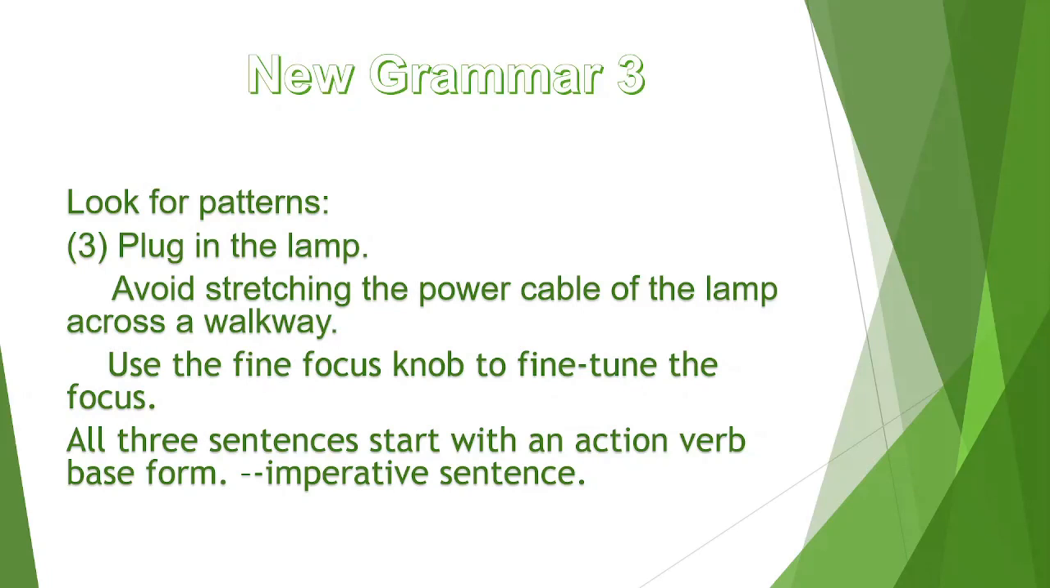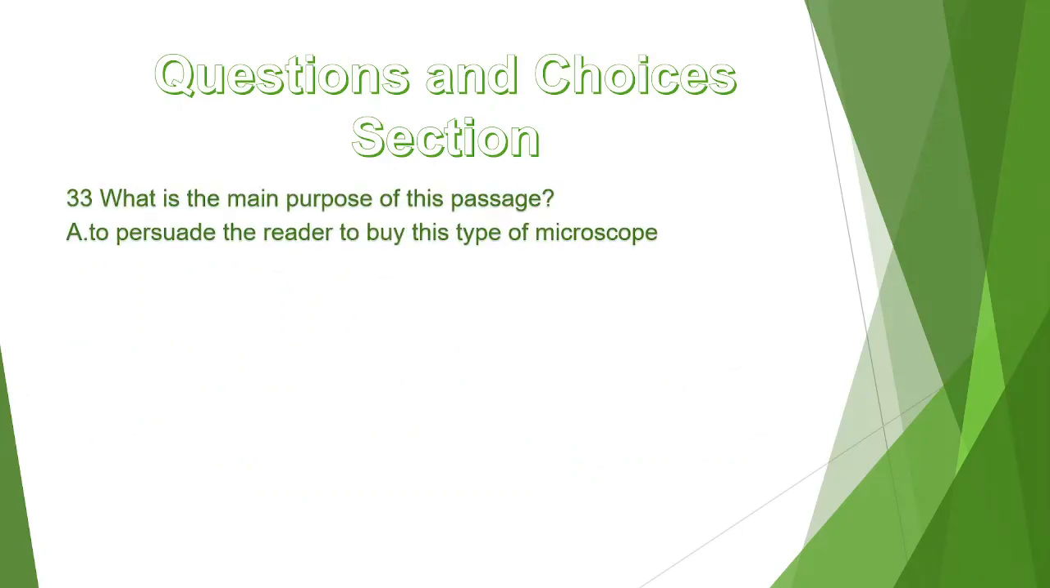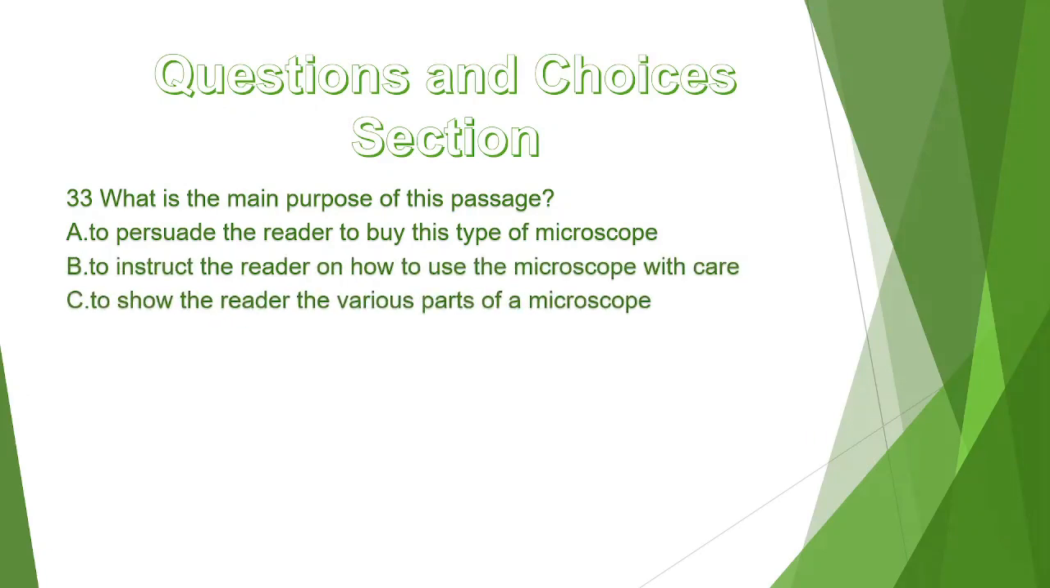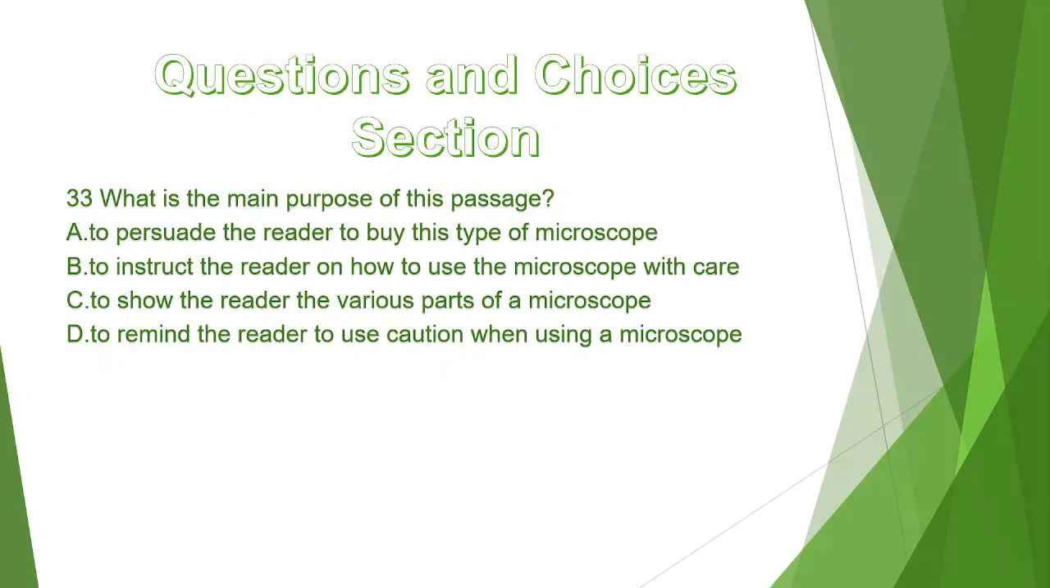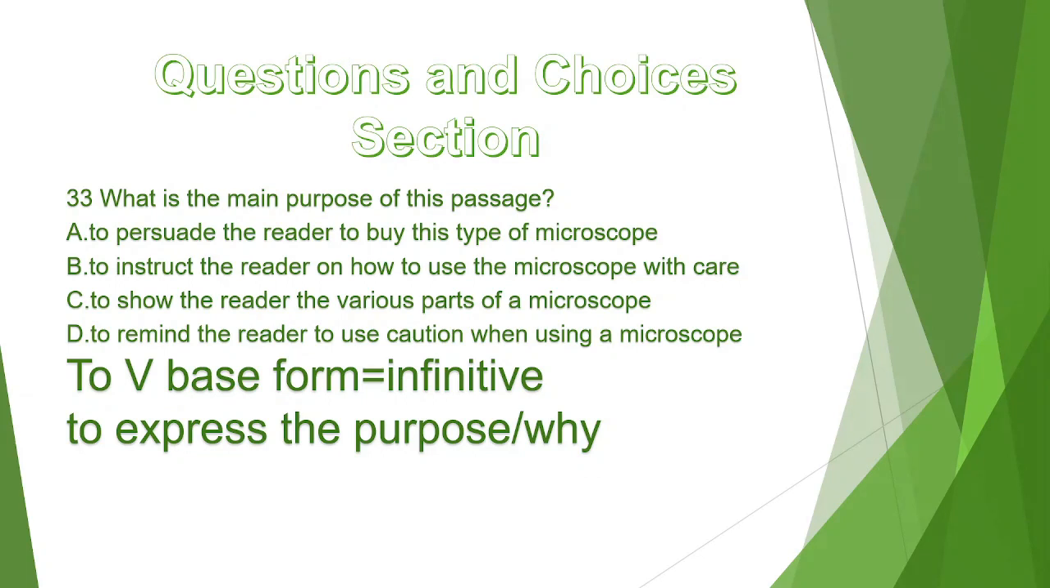After reading is not only about the text, it includes the questions and choices section too. Let's look at this example. So this is question 33 in the reading. When you look at the question and the choices, you will see that in the choices, all of them use the verb-based form. So we call that infinitive. You might not know the definition, but you know how to use them. Infinitive is used to express the purpose or why.